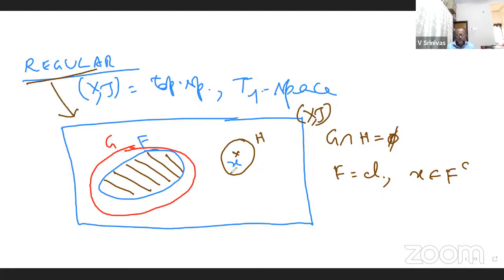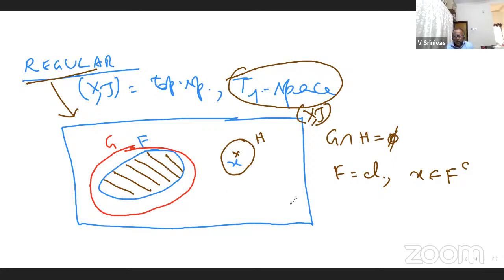So in a regular space, we want that regular space to be T1, and further in that space, every closed set and a point outside that should be separable. It should be separated. Not separable, it has different meaning. Should be separated with the help of disjoint open neighborhoods G and H. If you can do this for each and every pair of a closed set and a point outside that, such a T1 space is called a regular topological space.